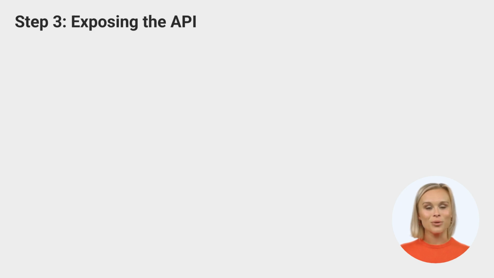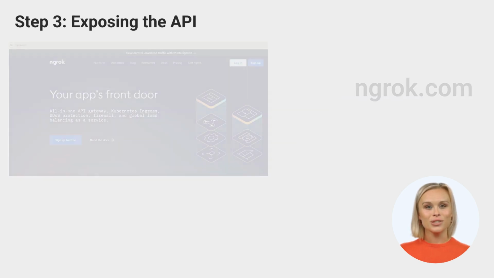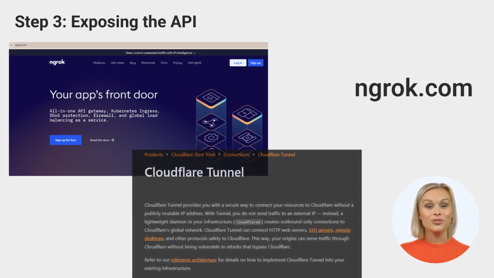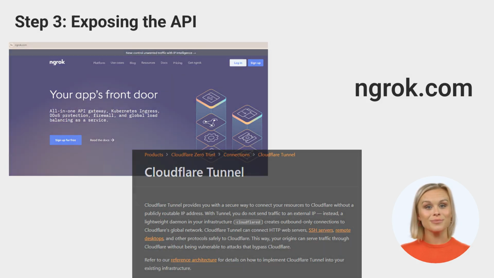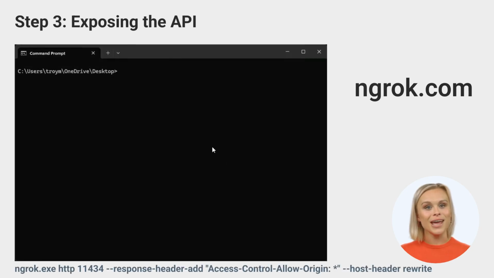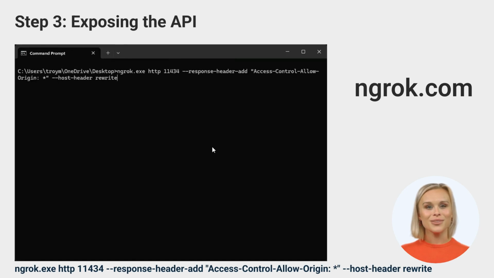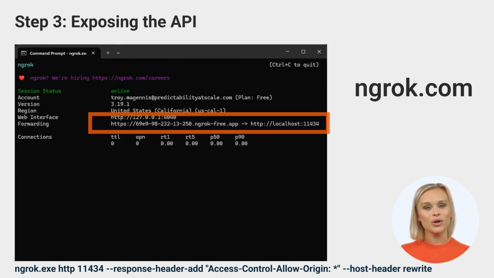We need to make that endpoint publicly accessible. To do this, we will use ngrok or Cloudflare to create a secure tunnel to our local server. We call ngrok with the following command to expose the local Ollama port 11434. This creates a public URL that tunnels to our local DeepSeek instance.